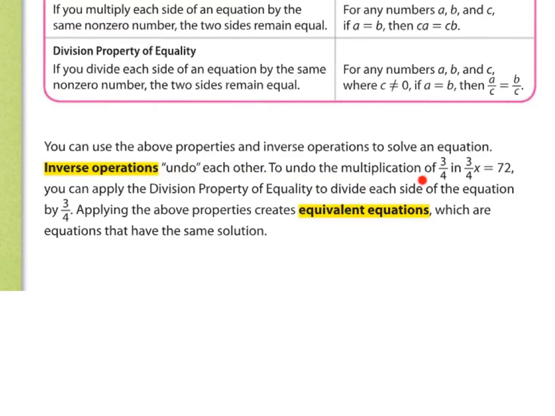To undo the multiplication of 3/4 in 3/4 x equals 72, you can apply the division property of equality to divide each side of the equation by 3/4. Applying the above properties creates equivalent equations, which are equations that have the same solution. So what they're saying is, if I have 3/4 x equals 72, I need to apply the division property of equality. As I mentioned before, I'm multiplying here, so I have to do the opposite.